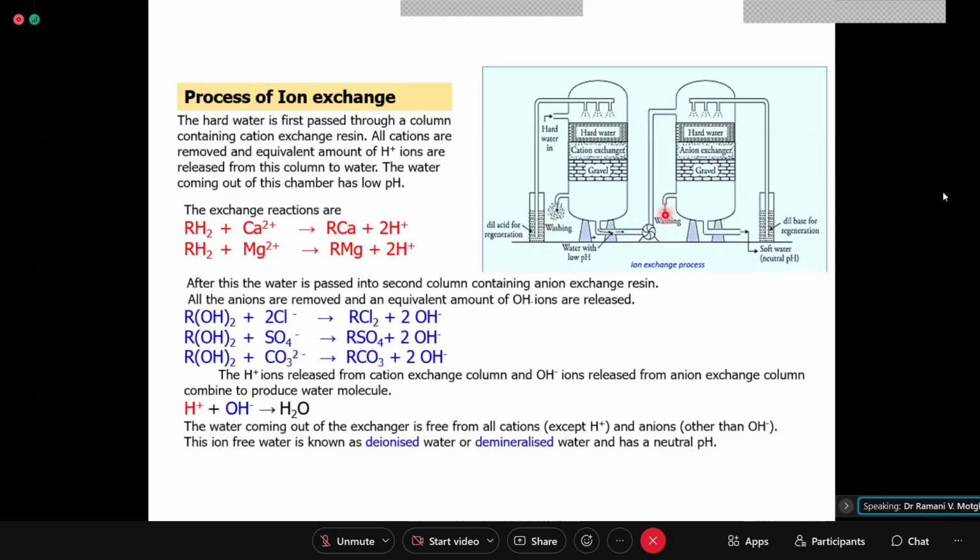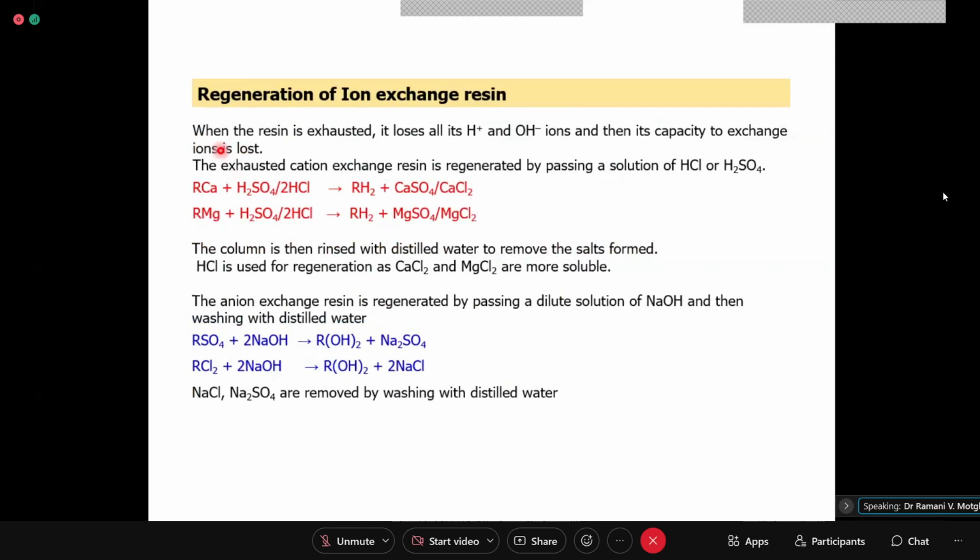So when these washings are collected, the calcium and magnesium will be coming out as you are adding HCl. Here is the reaction. When the resin is exhausted, it loses its H plus and OH minus and the capacity to exchange the ions. Therefore, this RCa, this is the cation exchanger, is treated with either HCl or H2SO4. You get back RH2 resin in hydrogen form and it releases CaSO4 or CaCl2, MgSO4 and MgCl2.